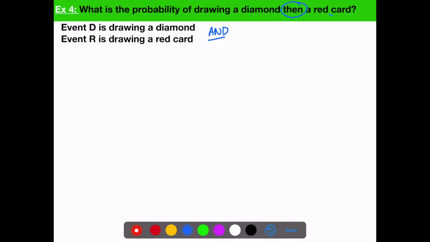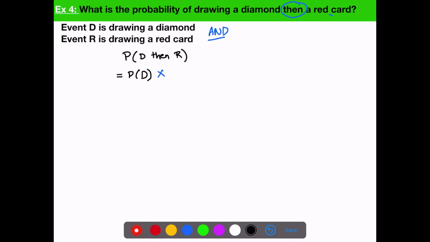So now we need to think of what the formula would look like. If I wrote this down as an intersection question, people would think I'm drawing a red diamond, just drawing one card. I want to make it a little bit more clear that we're actually drawing two cards in this case. So I'm going to say probability of a diamond, then a red card, just to show that one thing occurs, then the next thing occurs. So that's going to be the probability of me getting a diamond. And then it was an and situation, so it's going to be a multiply.